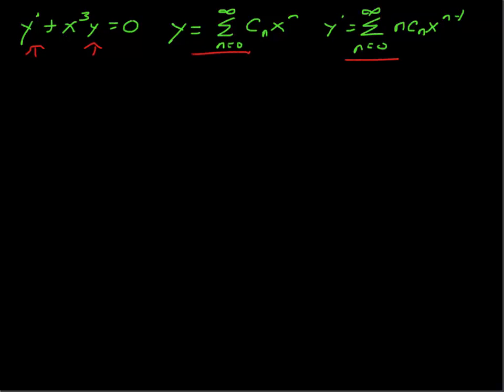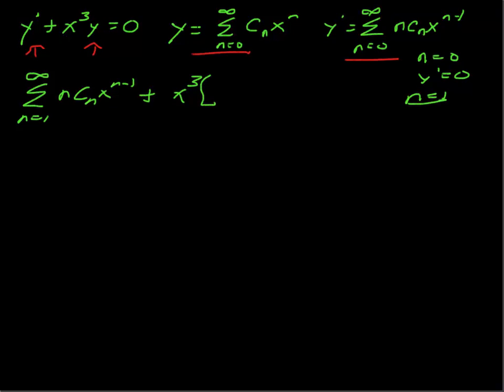So we have y prime, which is going to be the sum. Oh, and by the way, we don't want to start at n equals 0 because when n equals 0, you notice that y prime is also 0. So it'd probably be better to start at 1 with the derivative. So we're going to take the sum from n equals 1 to infinity of n c sub n x to the n minus 1. And then we're going to add x to the third times the original y, which is the sum of n equals 0 to infinity of c sub n x to the n, and this has to equal 0. Okay, so this is the original problem.